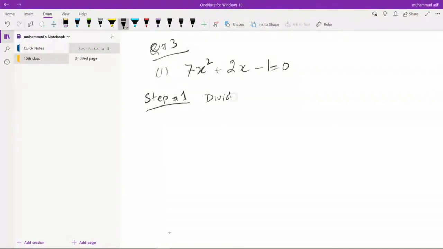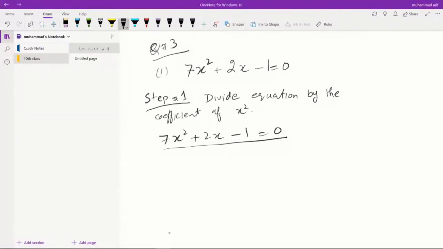divide the equation by the coefficient of x square. Okay, students, tell me what is the coefficient of x square? Yes, 7. So we divide this equation by 7. 7x square plus 2x minus 1 equals to 0, whole divided by 7.